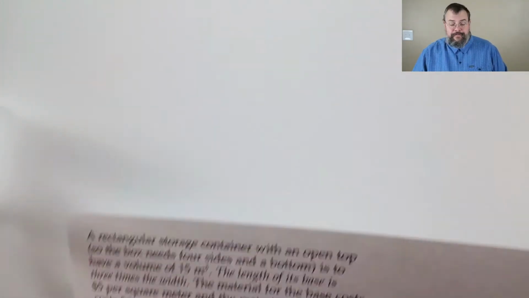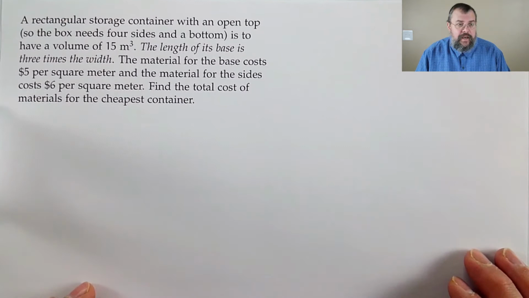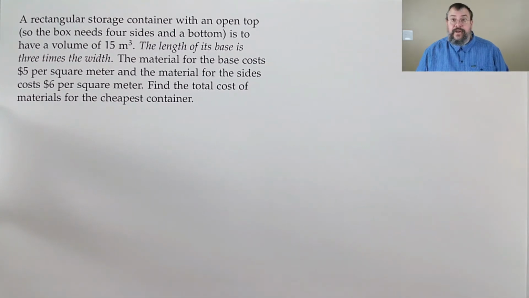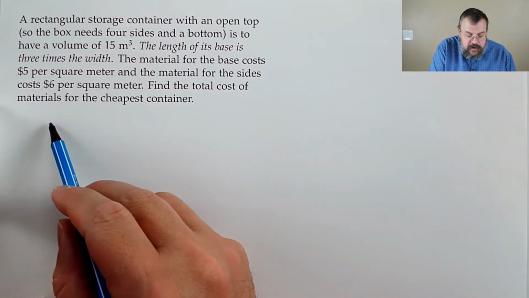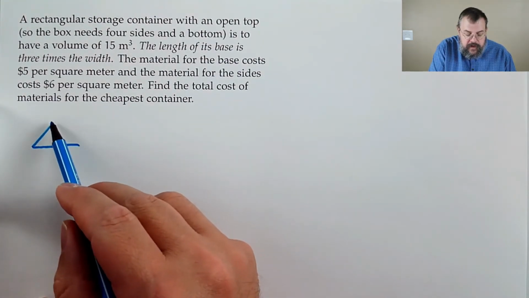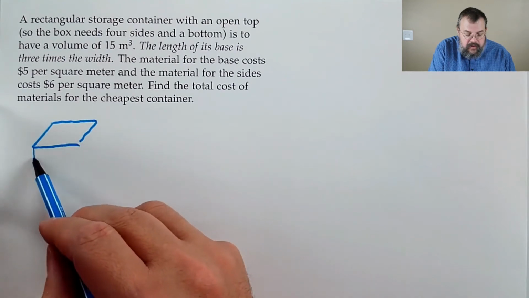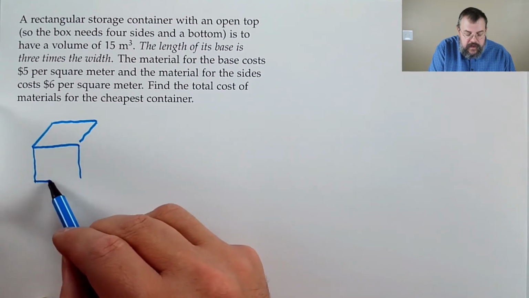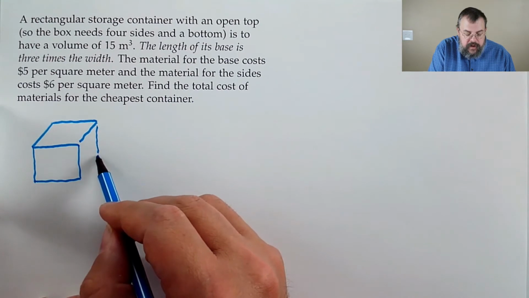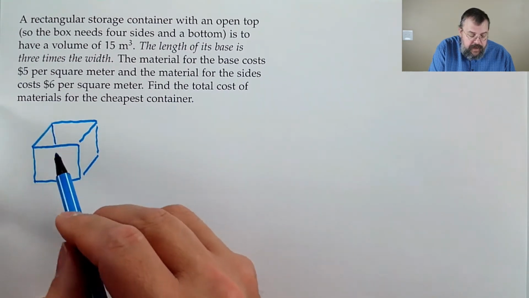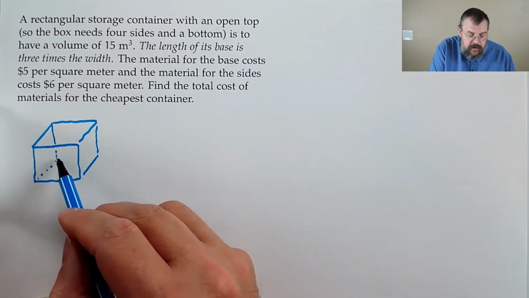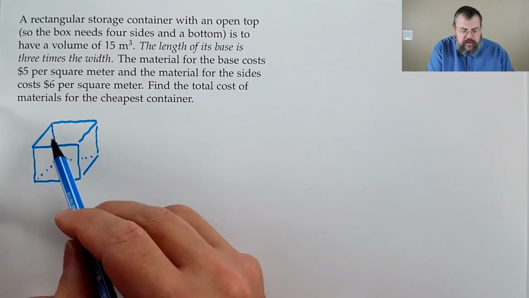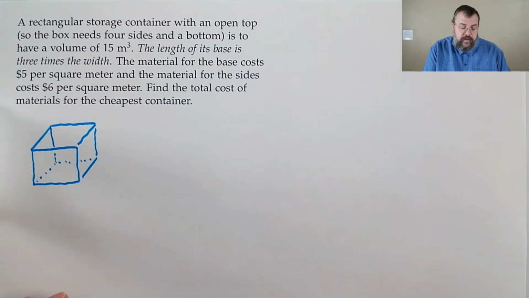So our next problem. Okay, a rectangular storage container with an open top. So the box needs 4 sides and a bottom. So maybe we should get ourselves a bit of a picture going here. So rectangular storage, well, that's good. In other words, it looks like a typical box. And so here we go. 4 sides and a bottom, but we don't need the top. So we have that, but okay, so there's no top. All right, good. There we go.